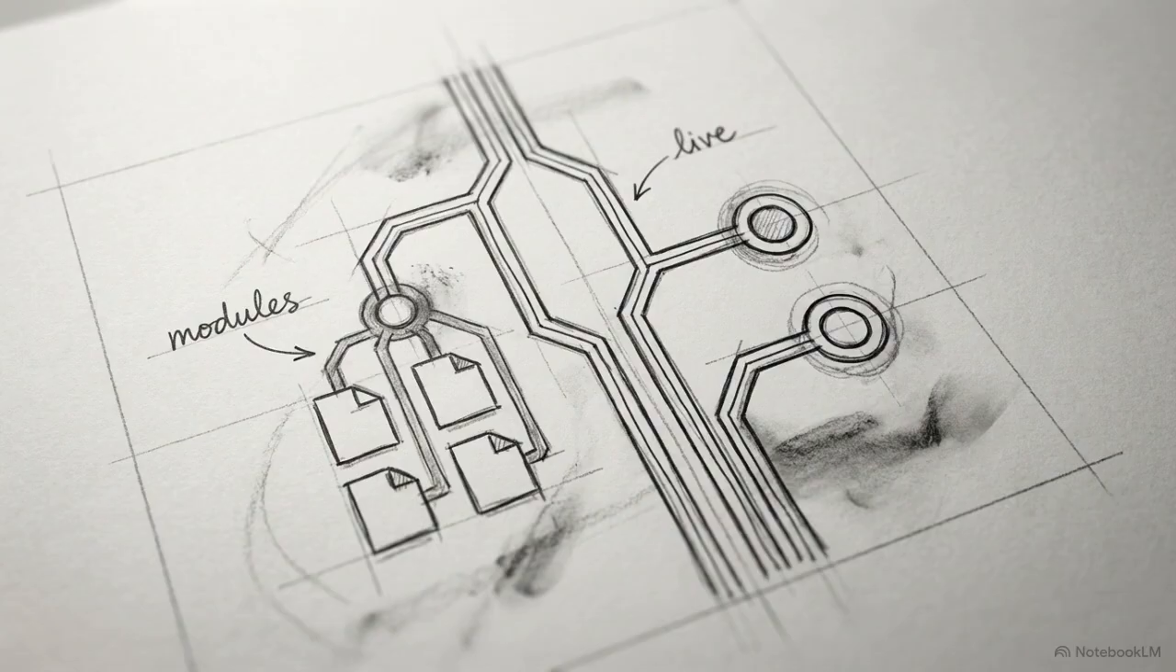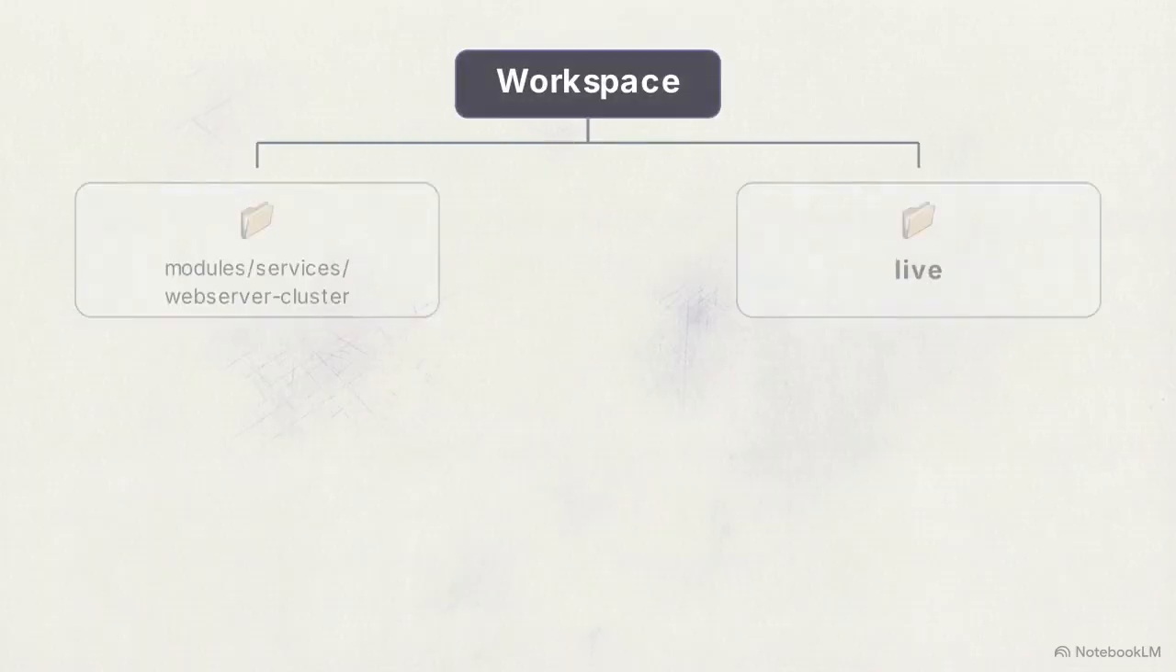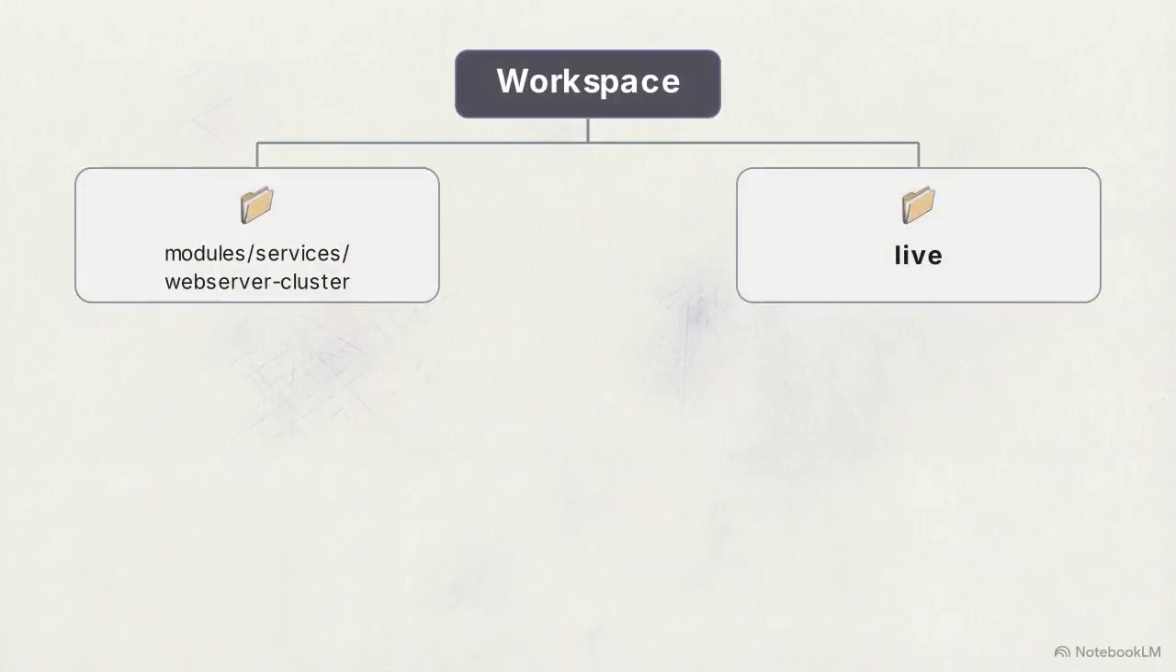We begin with the separation of concerns. This means isolating the reusable module blueprints from the code used to deploy live environments. In your workspace, create two distinct top-level directories. The modules/services/webserver-cluster directory holds our blueprints. The other, live, holds our active deployments.